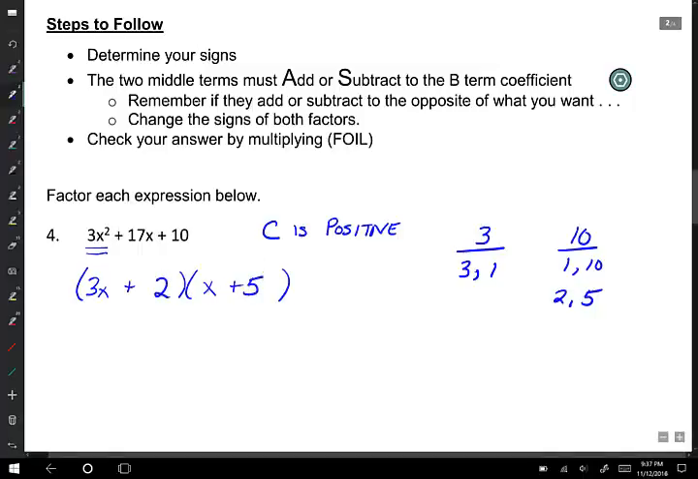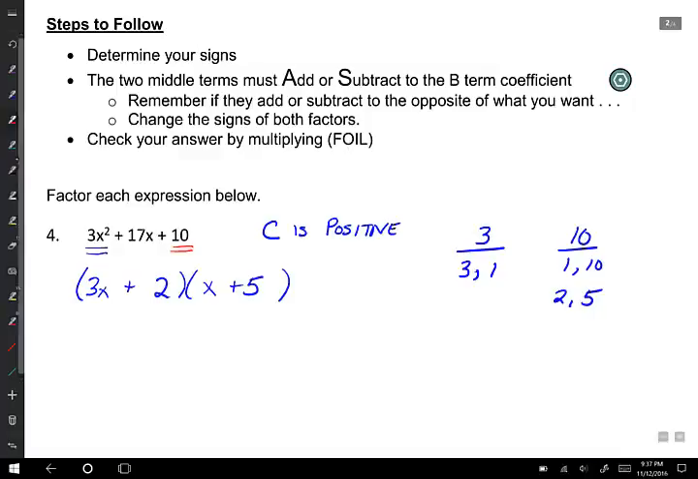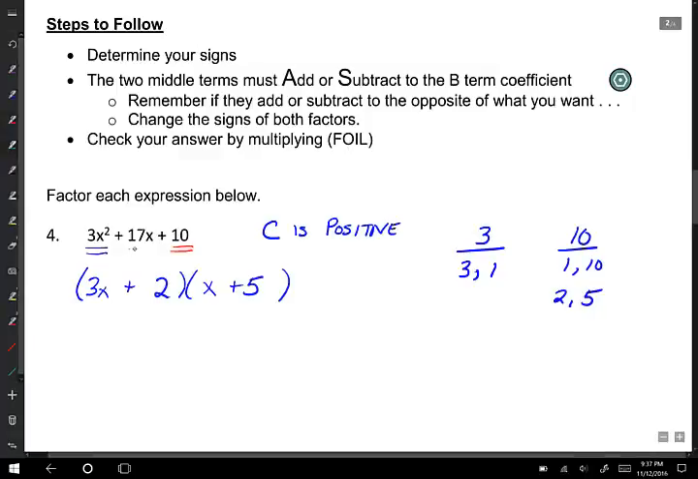And now we're going to try and see what we do. And we're going to do this by FOIL. Now we know that 3x times x is our 3x squared, and we know that 2 times the 5 is the 10. So it's not really a question of the first term or the last term. What it is a question is the middle term. That's 17x. And to get that 17x, it's either got to be a 2 and a 5 or a 5 and a 2. Now I just randomly put a 2 and a 5 in here. Let's check with outside and inside if this works.